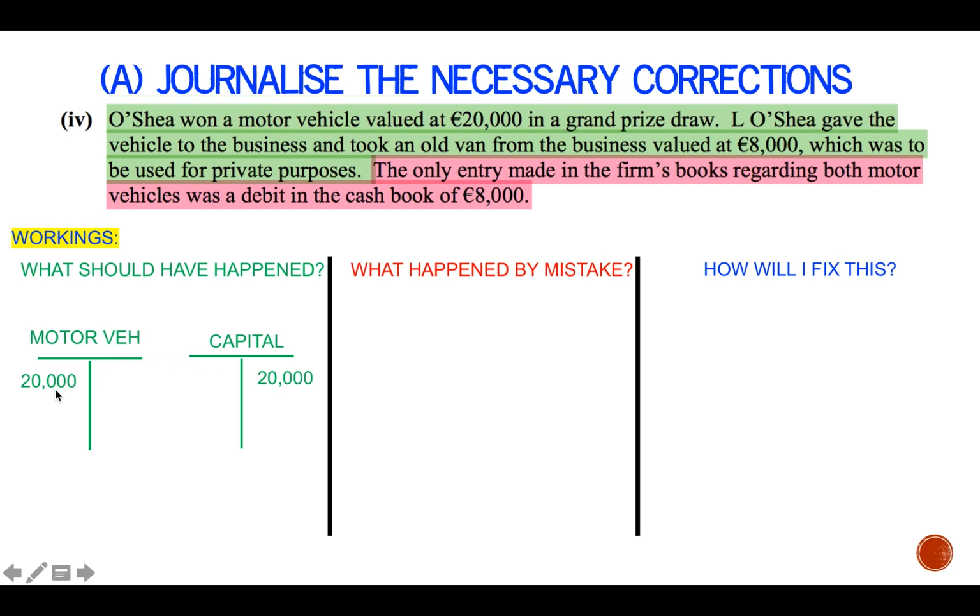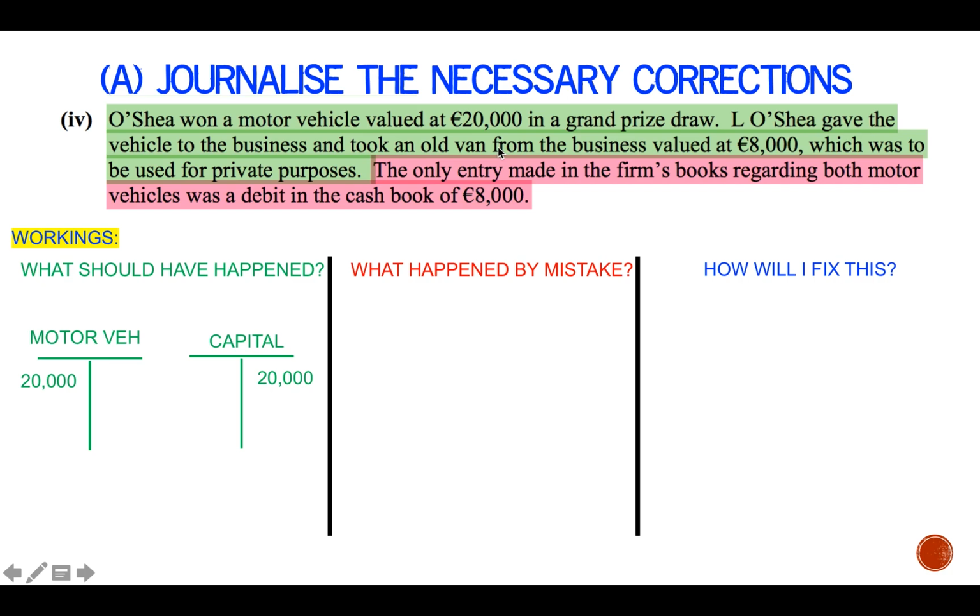Now, it's in motor vehicle and not purchases. We've seen before in other questions that when we give a vehicle, it goes into purchases. So why is it not purchases in this question? It's not purchases because O'Shea does not sell motor vehicles. O'Shea is a boutique owner, so he or she sells clothes or whatever. So we're debiting the motor vehicle account there. Motor vehicle is increasing by €20,000 and my capital is increasing by €20,000. Capital is a liability, motor vehicle is an asset.